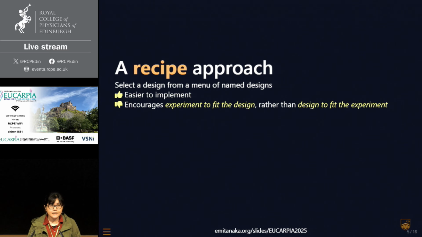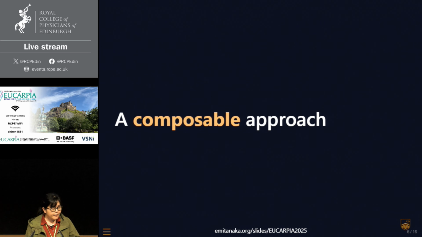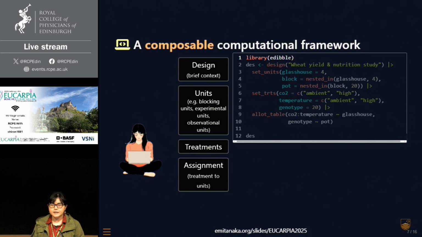So this sentiment is shared by our previous speaker, Rosemary, as well, in her book. She writes that good design considers units and treatments first, and then allocates treatment to units. It does not choose from a menu of named designs. So yes, absolutely, but what can we do? This is where I propose an alternative approach, which I refer to as a composable approach. And this is implemented in the package called Edibble. So how does it work?